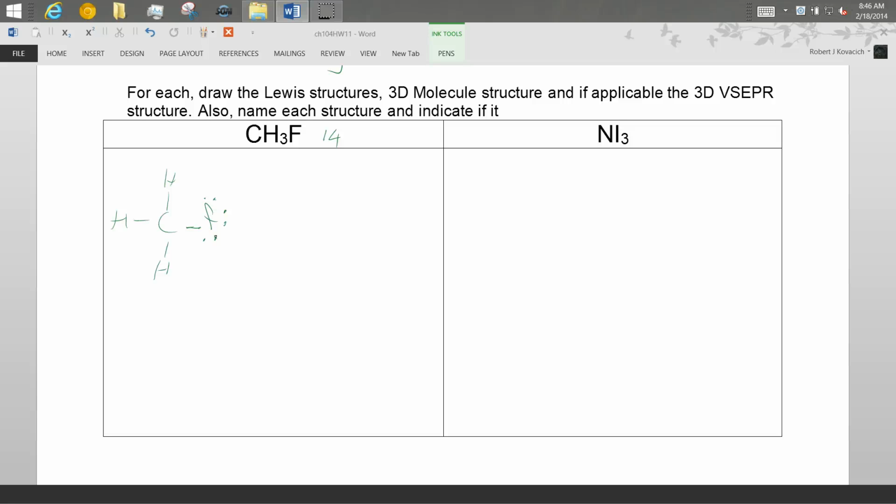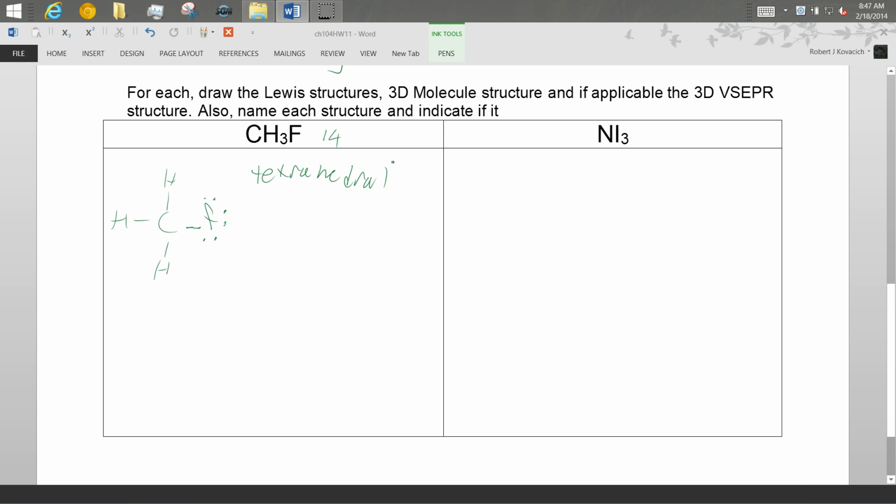Is there a VSEPR structure for this molecule? No. You're correct. VSEPR only happens when the central atom has what? A lone pair or multiple lone pairs of electrons. There aren't any on this one. They're all atoms. So what's the shape of this molecule? Tetrahedral.